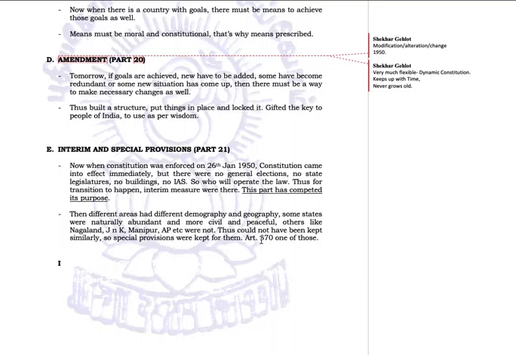Now the removed Article 370 was one such special provision provided in part 21 to the state of Jammu and Kashmir, which has now been taken away.